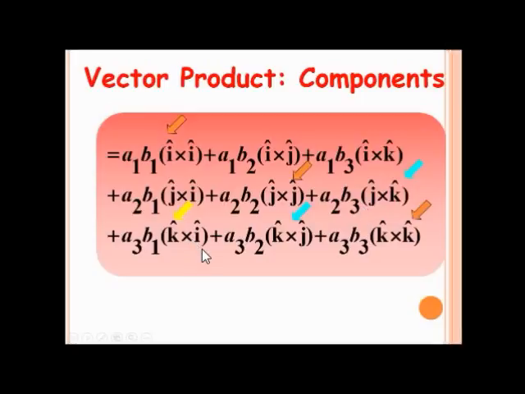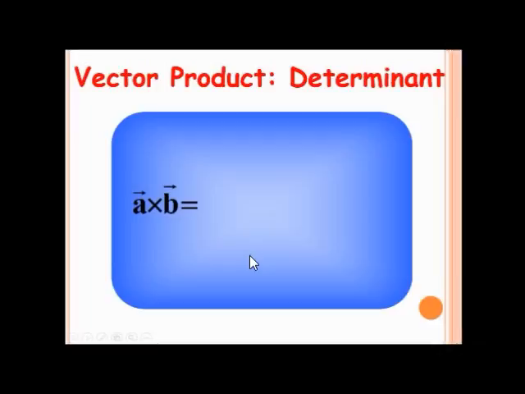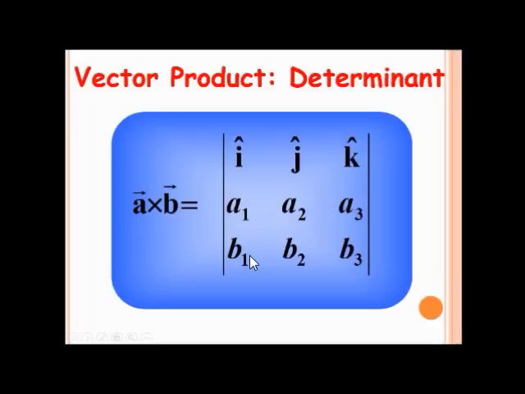Now K cross I, you can follow the previous slides to find out these values. All these values when found out, we got A cross B is equal to (a2b3 minus a3b2) into I cap, (a3b1 minus a1b3) into j cap, and (a1b2 minus a2b1) into k cap. So that is nothing but the 3 cross 3 matrix. You can get the results of A cross B by this 3 cross 3 matrix.